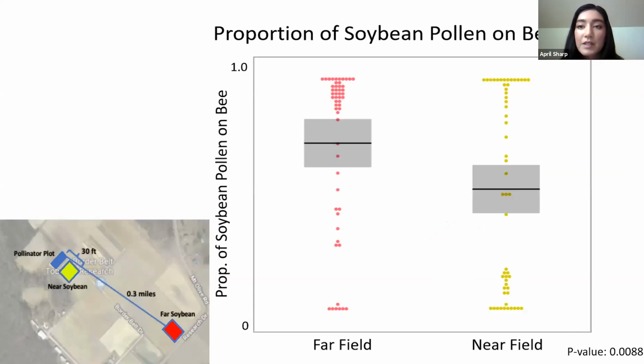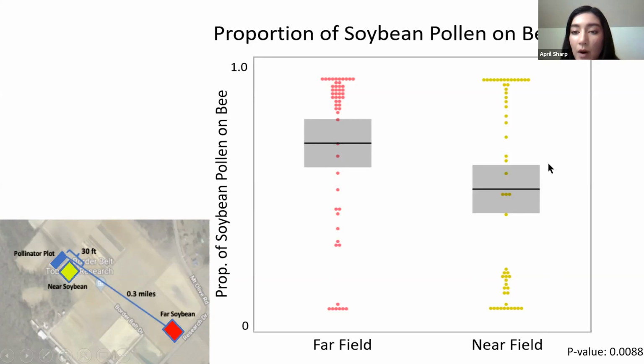So here's some of my preliminary results from the first site that I completely analyzed. Unfortunately, I have not been able to get to all of my sites due to the current situation with the pandemic, but here's a figure of my results from our site in the mountains. The proportion of soybean pollen on the bees in the far field was significantly higher than the proportion of soybean pollen found on bees in the near field.